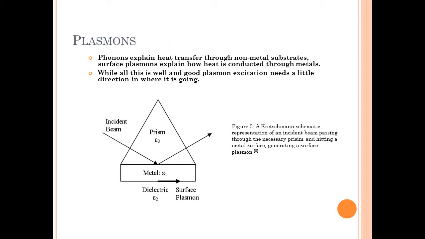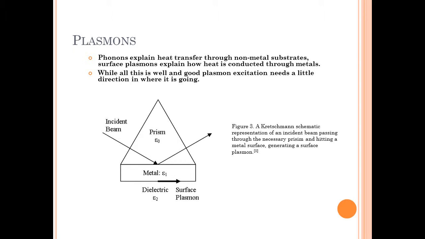Though phonons explain heat conduction through non-metal materials, surface plasmons explain heat transfer in metals. Surface plasmons generate heat conduction through collective oscillations of conduction electrons from the metal particles embedded in a dielectric matrix. Plasmon generation and propagation through photon absorption requires an additional step, however.